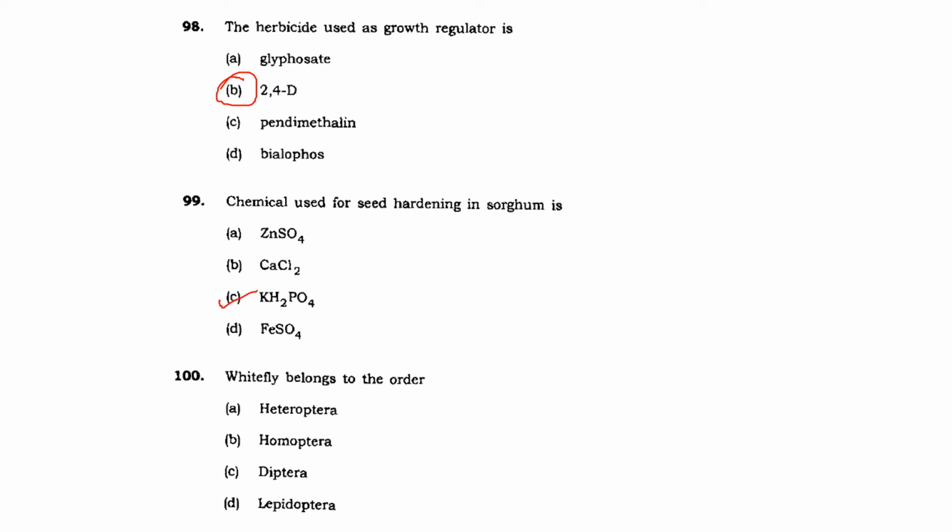So next is whitefly, belongs to the order Heteroptera, Homoptera, Diptera, and Lepidoptera. Basically, whitefly belongs to Hemiptera, but the Homoptera is actually the suborder of Hemiptera. Therefore, the answer will be B.